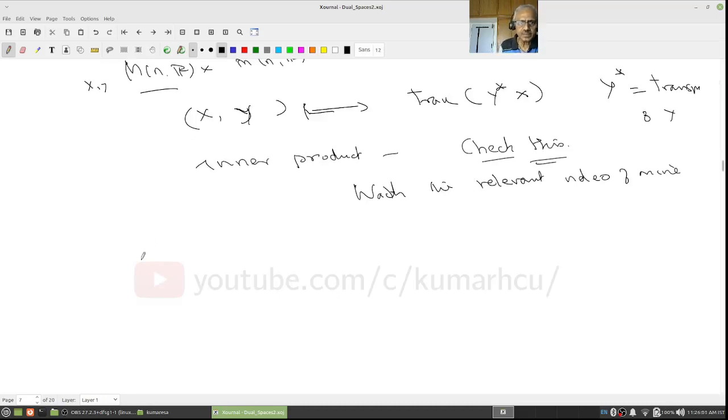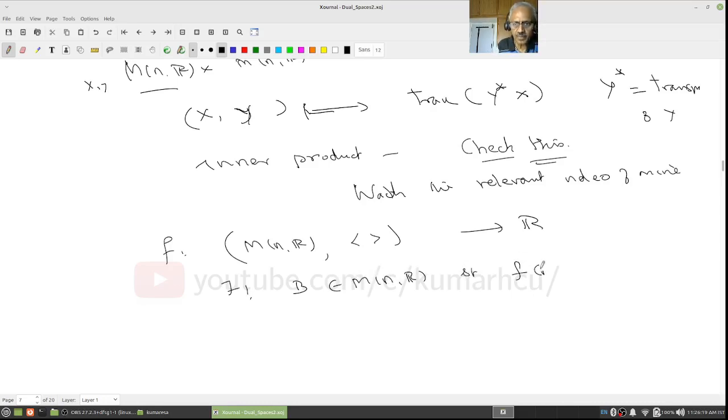Therefore, if I have a linear map f from M_n(R), I can think of it as a linear map from this inner product space to R. Therefore, there is a unique B in M_n(R) such that f of A is trace of B star of A.